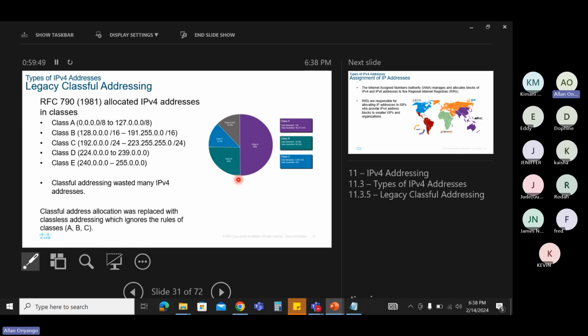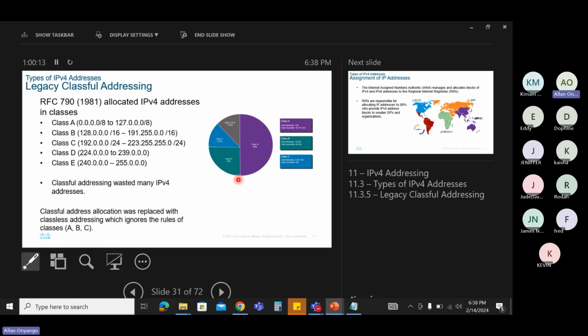255.0.0.0. Look at class B, slash 16, subnet mask in decimal, 255.255.0.0. Very good. Let's go to class C, slash 24, subnet mask in decimal, 255.255.255.0. That's all I'm going to need you to remember for now.